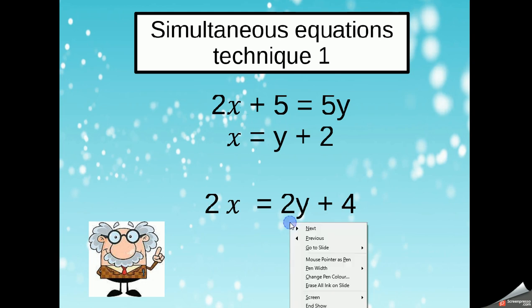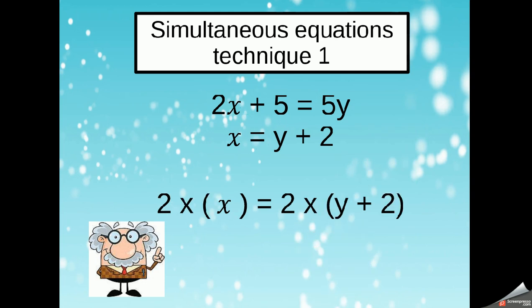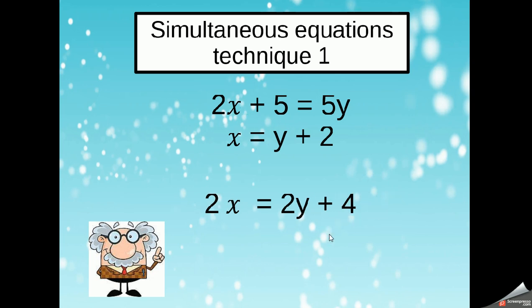A common mistake here, if I jump back a slide, is that without these brackets, students do 2 times y plus 2 and they end up with 2y plus 2. But if you put the expression in brackets first, remember from your expanding brackets techniques that you are multiplying both the terms separated by the plus or minus in the brackets. So we end up with 2x is equal to 2y plus 4. Our first equation is still 2x plus 5 equals 5y. Our second equation is 2x equals 2y plus 4. And now the number of x's matches in the top one and the bottom one.